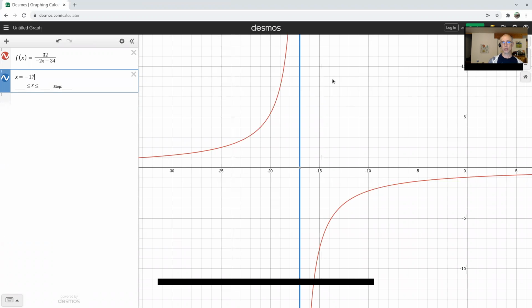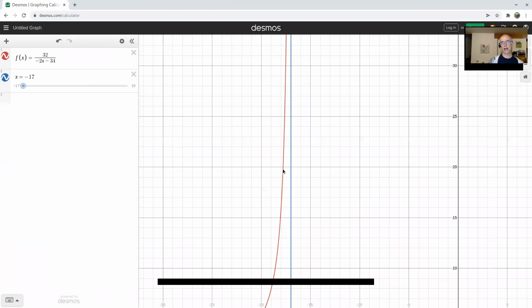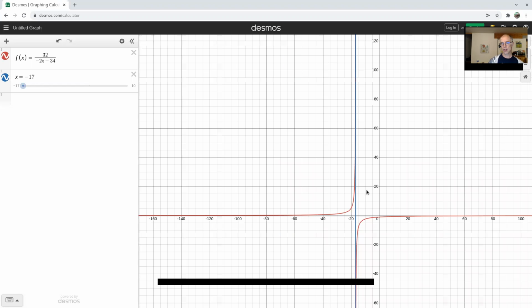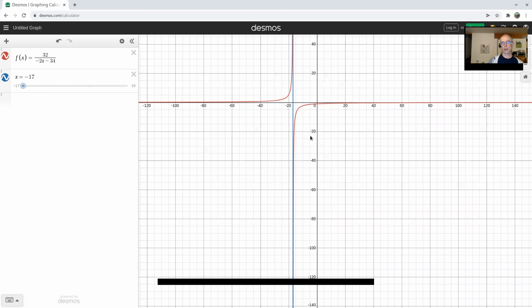So if I scroll up, I can see this thing is striving to get close to it. The closer I pick an x value to -17 on the left, the higher I am on that side. Ooh. And then on the other side, the closer I get to -17 on the right, the further down the function gets, but I can never actually get to -17.